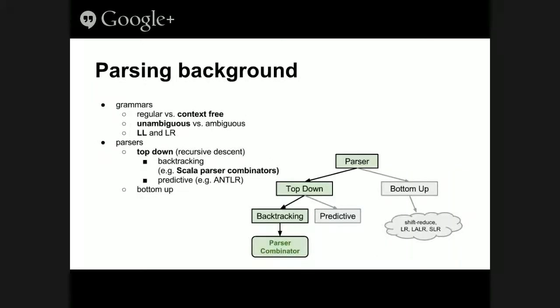So just a little background, but also to focus on what this talk is talking about versus just parsing in general. Like we mentioned before, you've got regular versus context-free grammars. The regular grammar is like something you could build regular expressions with. And then you can talk about unambiguous versus ambiguous grammars. Ideally you want an unambiguous grammar if you're going to process it and do something with it.